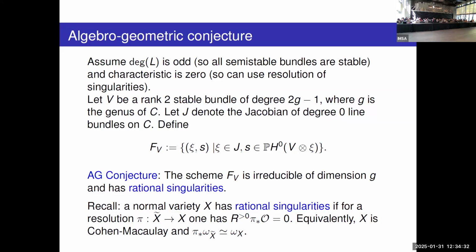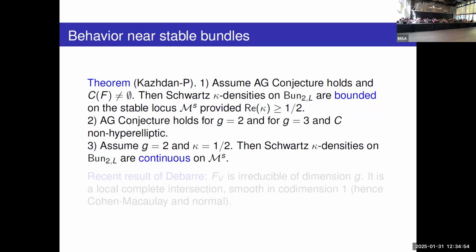Right. The reason this conjecture plays a role is because of the Elkik-type theorem of Aizenbud-Avni, which says that when you integrate along a flat morphism where fibers have rational singularities, then pushforwards of Schwartz densities will give you continuous functions. Okay, so here is our second main theorem. Assuming that this algebro-geometric conjecture holds, we can prove that Schwartz densities give bounded distributions on the stable locus.